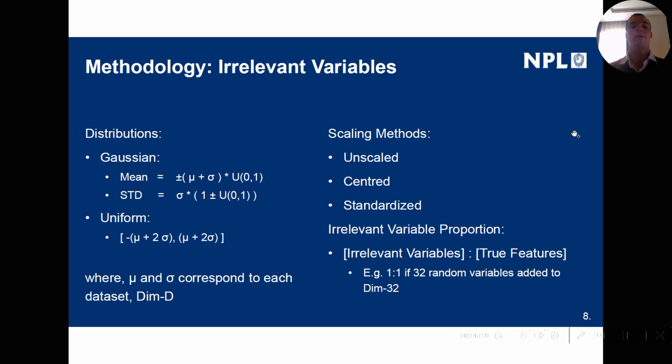Finally, I'll explain that we've measured how our clustering algorithm performs by comparing the proportion of irrelevant variables to the true features in our data set. So this will make more sense in the upcoming slides, but if we have a ratio of 1 to 1, that means we have as many random variables or irrelevant features as true features in the data set.